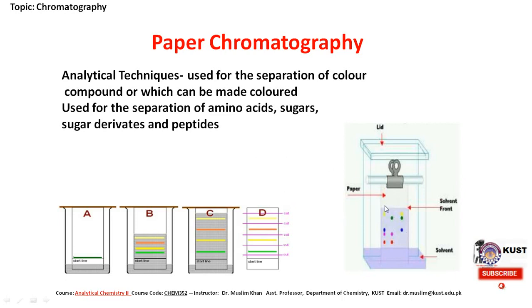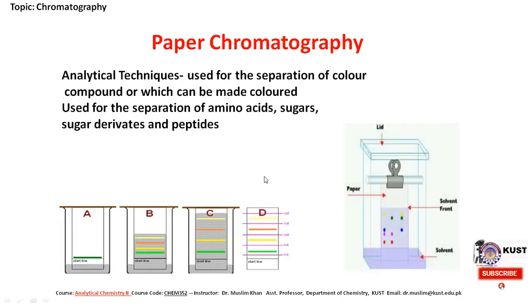Sometimes the components of the mixture are not well separated by this one-dimensional chromatography in a single run. So what people do is change the direction. Like this is going this way, and then in the second run you change the direction of the paper perpendicular to the first one. This type of chromatography is known as two-dimensional chromatography.